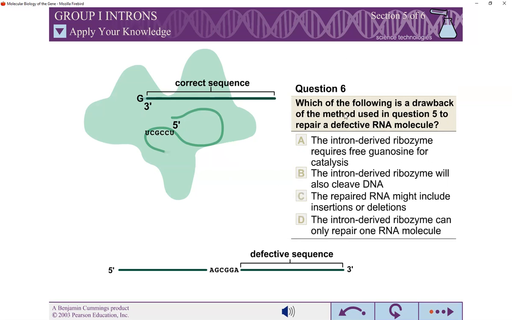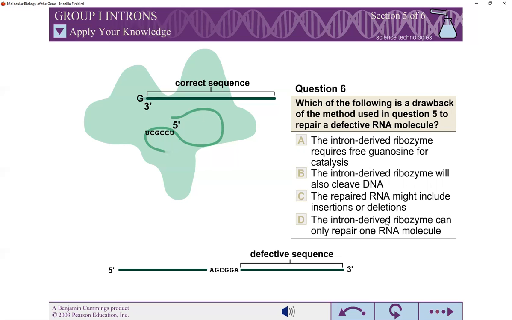Question 6. Which of the following is a drawback of the method used in question 5 to repair a defective RNA molecule? The intron-derived ribozyme requires free guanosine for catalysis. The intron-derived ribozyme will also cleave DNA. No, it will not cleave DNA. The repaired RNA might include insertions or deletions. Okay, so see this. Because the repaired RNA might contain insertion or deletion of certain sequences, this would be the most appropriate one.